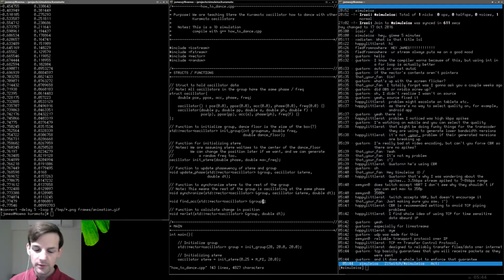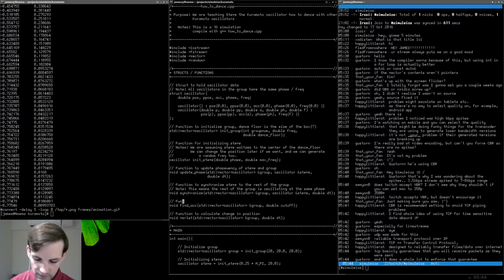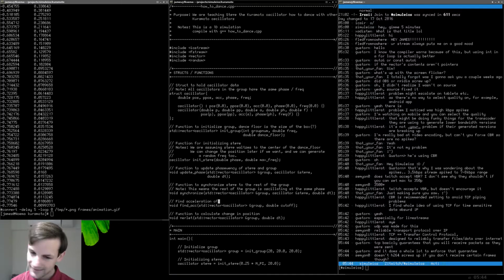Okay, so now what I'm going to do is go over here and add in a somewhat arbitrary cutoff. So we're going to say double cutoff. What we're going to have to do is find the maximum and minimum of a couple different values to figure out what this cutoff value is going to be. But for now, let's go ahead and go in here and find the acceleration of all dancers on the dance floor.